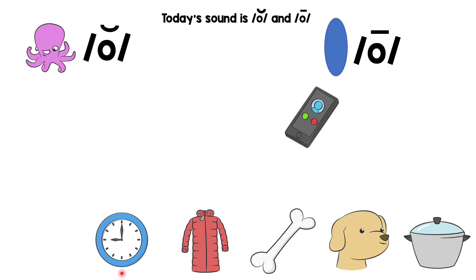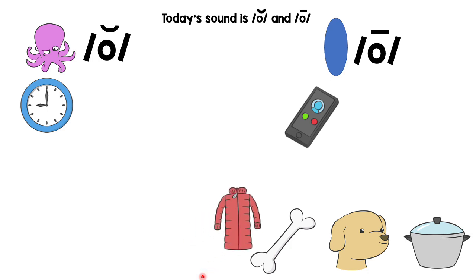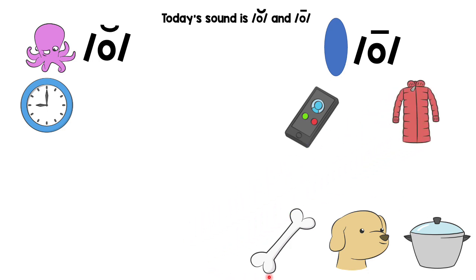Let's take clock on a roller coaster. K, l, ah, k. Oh, I heard ah at the top of the roller coaster, like in octopus. Coat. K, oh, t. I heard O like in oval. Bone. Let's take bone on that roller coaster. Bone. Oh, I heard O at the top of the roller coaster.